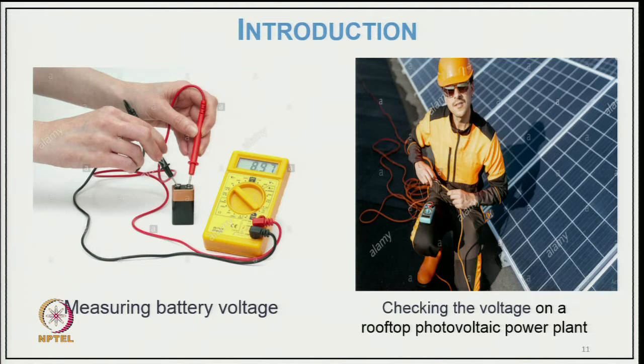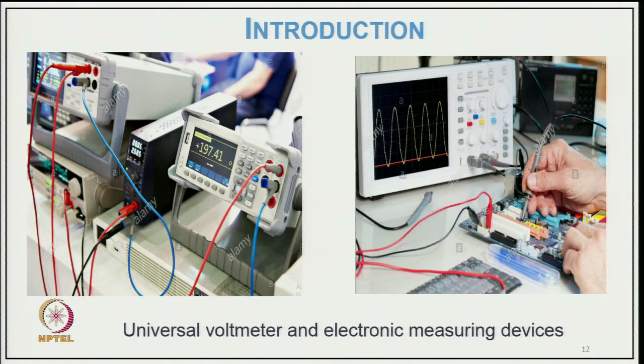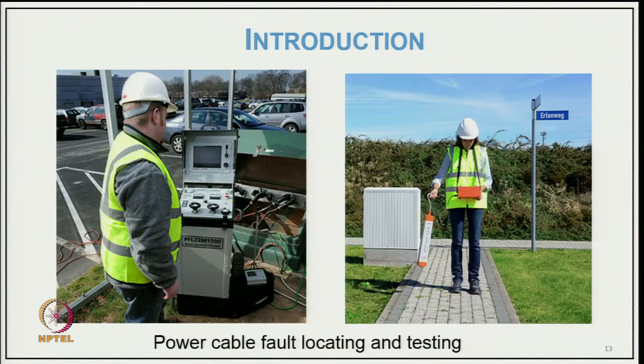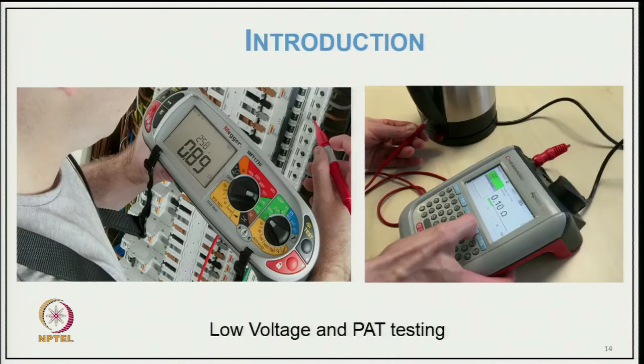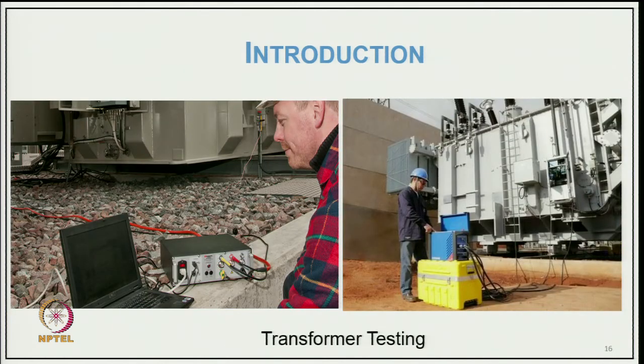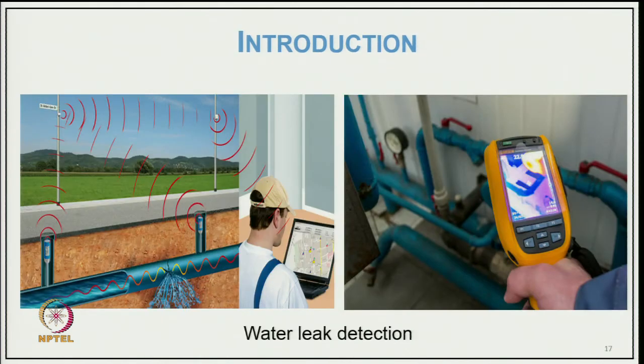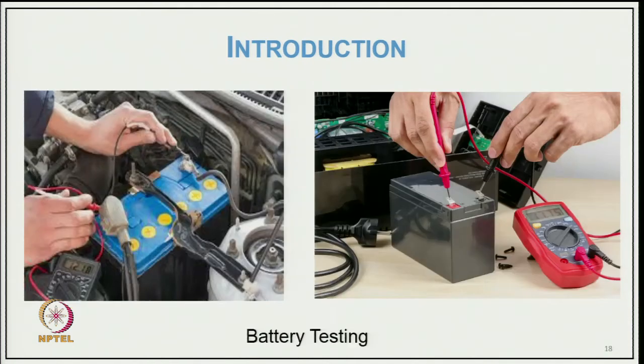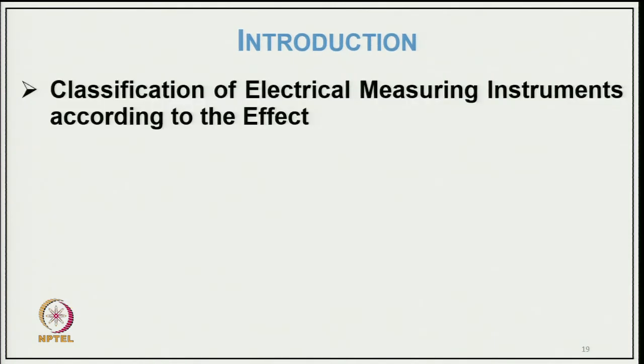on a rooftop photovoltaic power plant, and the universal voltmeter and electronic measuring device, and power cable fault locating and testing, then low voltage and PAT testing, then relay and protection testing, then transformer testing, then water leak detection, then battery testing.